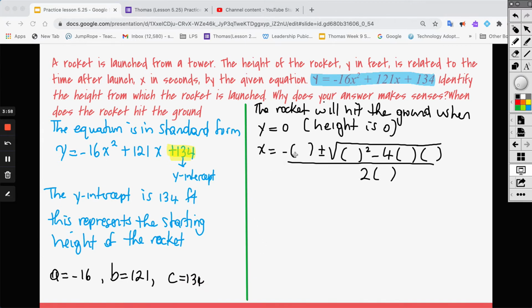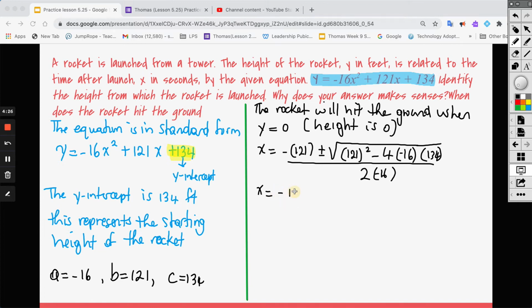So our b term is 121, so that goes here, and that 121 is squared. Our a term is a negative 16, and our c term is 134, all over 2 times negative 16. So we want to simplify these. These are going to be large numbers. Don't get scared by large numbers. It's fine. Just make sure you're using a calculator to help you with this.